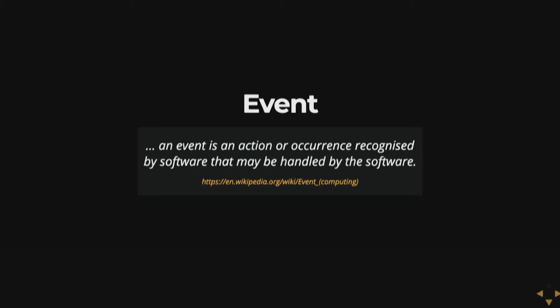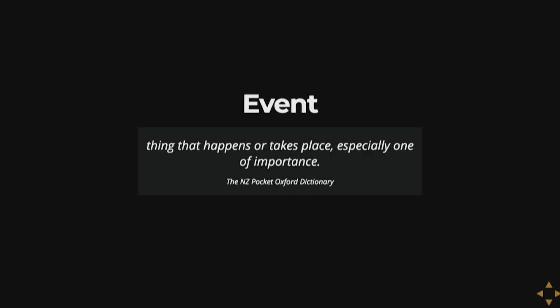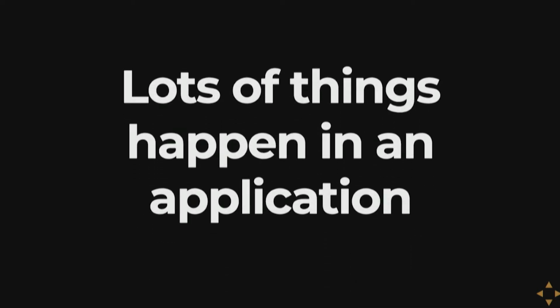So to start off, this is a very boring textbook definition from Wikipedia. An event is an action that has occurred and is handled by software. Kind of a bit boring. I prefer the dictionary explanation: an event is a thing that happens or takes place, especially one of importance. This is a big news flash.